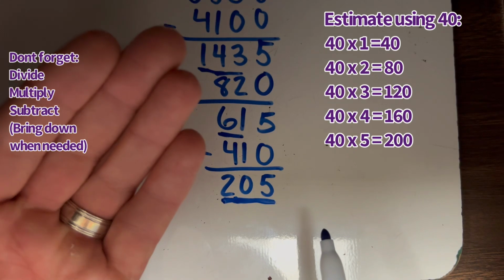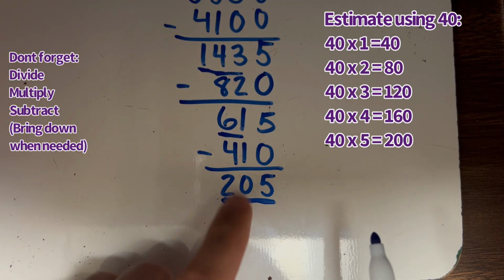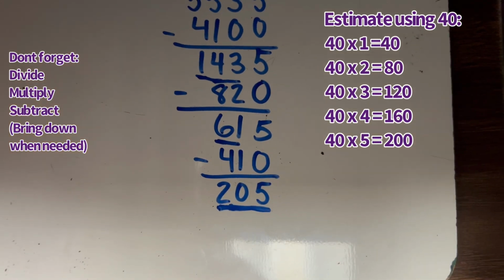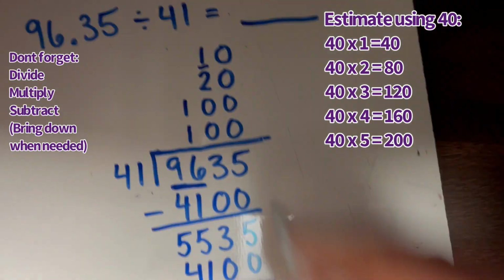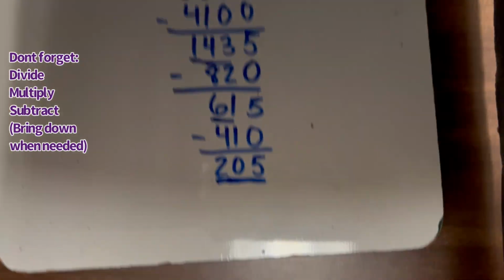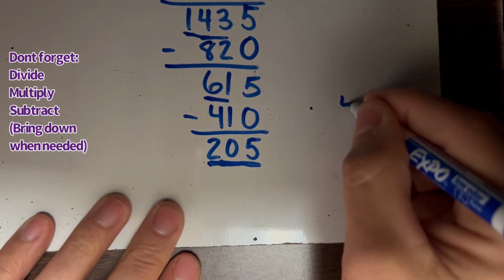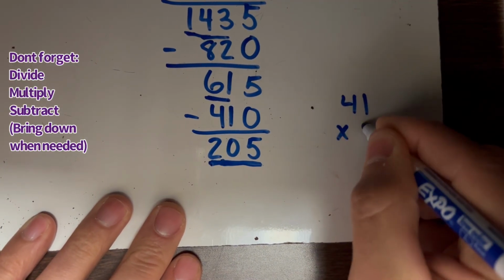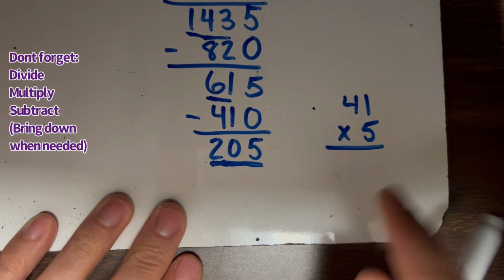4 times 5 is 20. Oh, there's that number right there. So I'm going to try 41 times 5 next, and then bring that down here. If you don't know what 41 times 5 is, there'll be some extra room on the side of your paper when you actually have to do some of this.